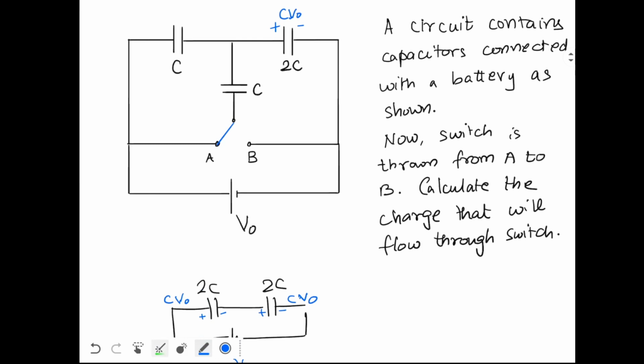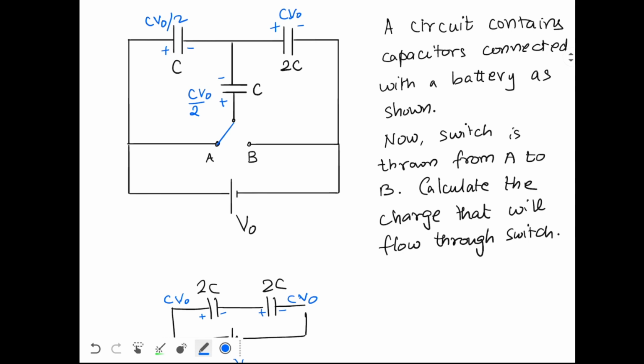Now what about this one? This capacitance is actually made of two capacitors in parallel, so both of them will get an equal amount of charge, CV naught by 2. So here also we will get plus minus CV naught by 2. This is the initial charge configuration for the circuit.